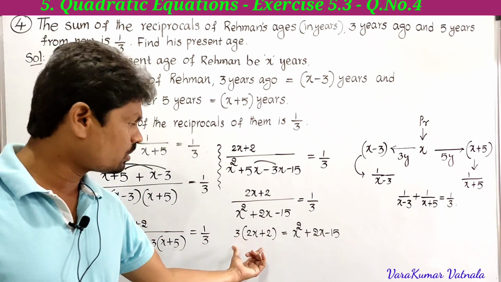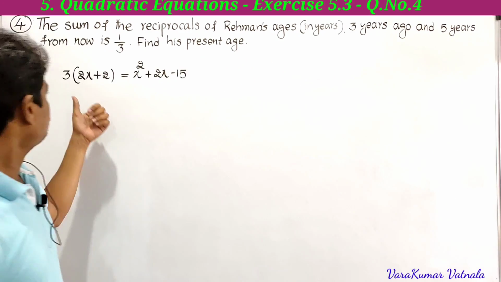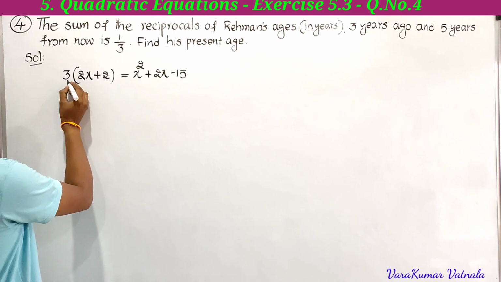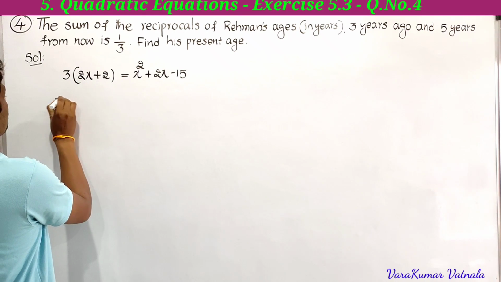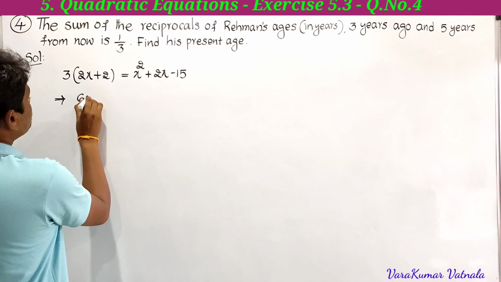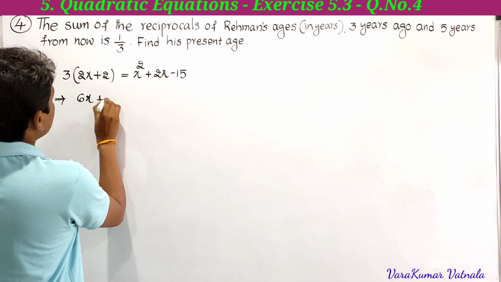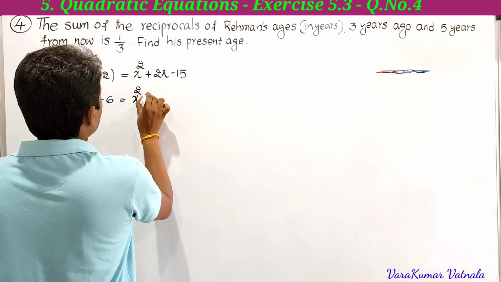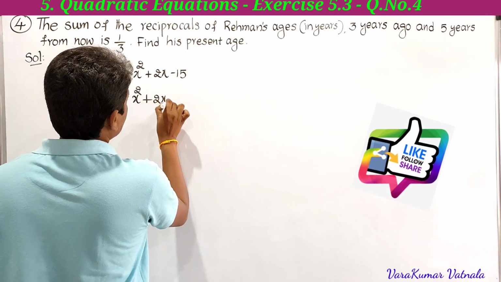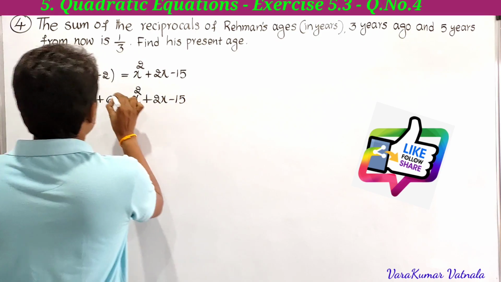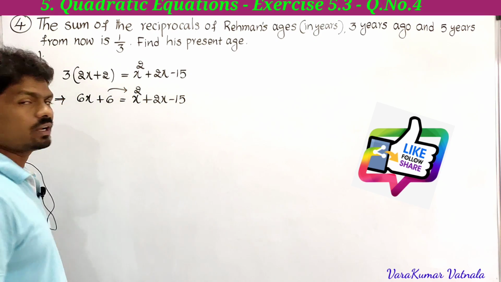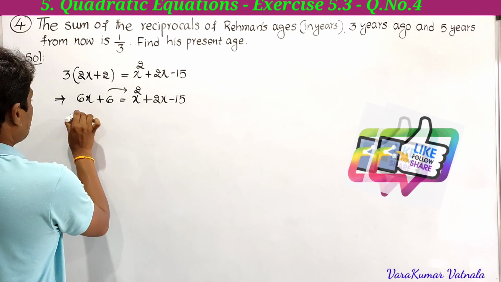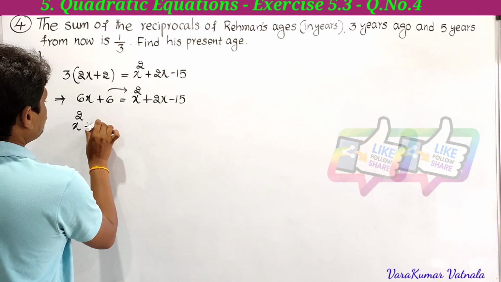Next we again have to simplify. Multiply by 3 here. So 3 into 2x is 6x, plus 3 into 2 is 6, is equal to x square plus 2x minus 15, as usual. Now take these two terms to the right side. Here x square plus 2x minus 15 is already there.